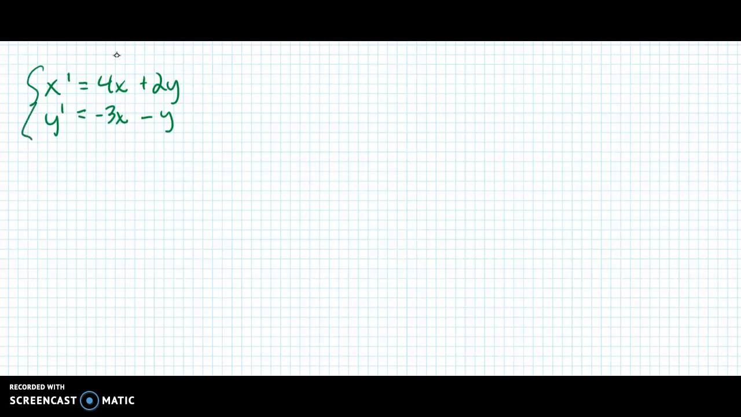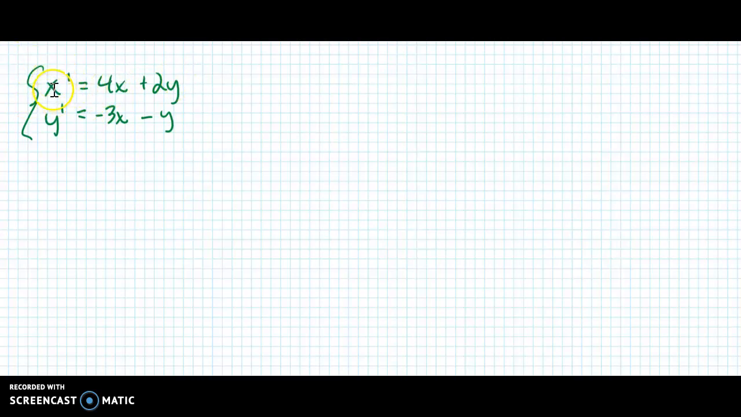So now I'm ready to show you what a system of differential equations looks like. I have x prime equals 4x plus 2y, and y prime equals negative 3x minus y. This is a system because, you know, they're tied together just like the systems of equations above, and it's a system of differential equations because this is a differential equation. It's an equation with a derivative in it.